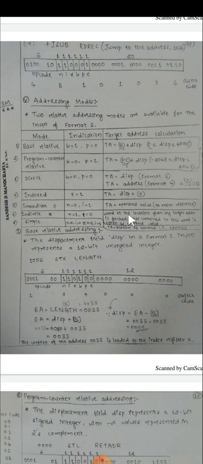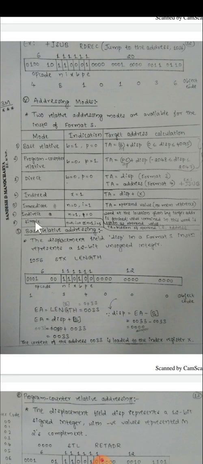The word at the location given by the target address is fetched. Here a word is nothing but 3 consecutive bytes. The value contained in this word, or these 3 bytes, is taken as the operand value.